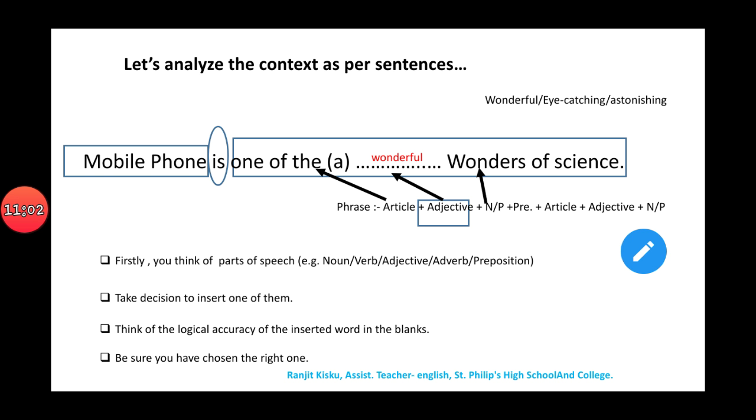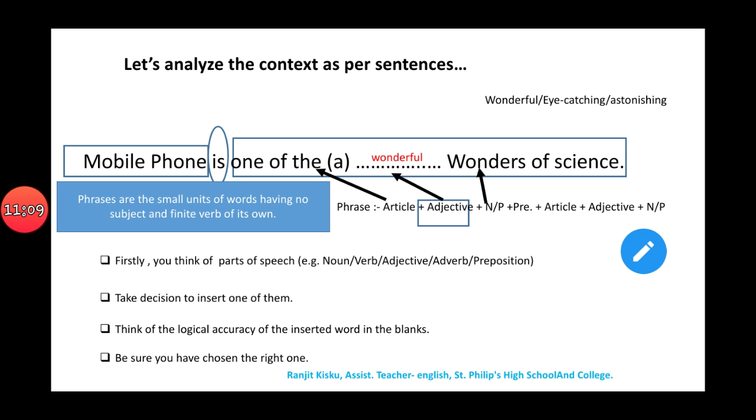Okay, so we have analyzed the first sentence. Let's go to the second. And you see phrase. Phrases are small units of words, having no subject and finite verb of their own.